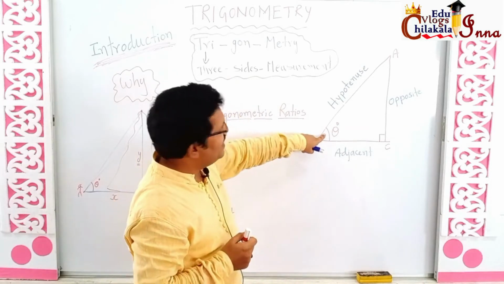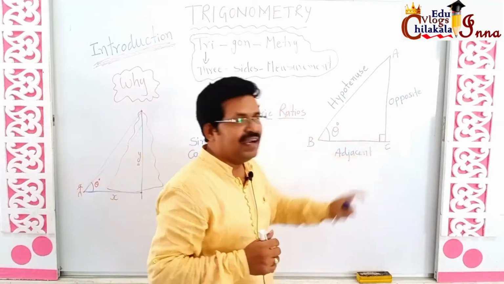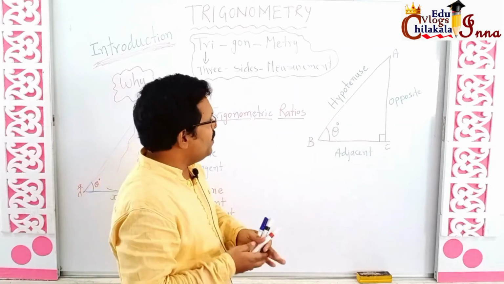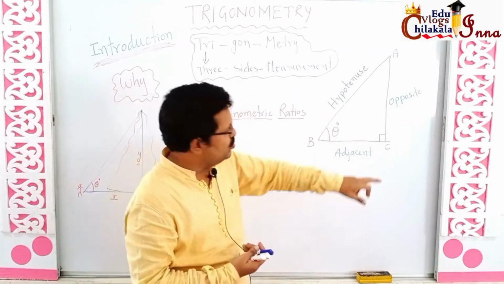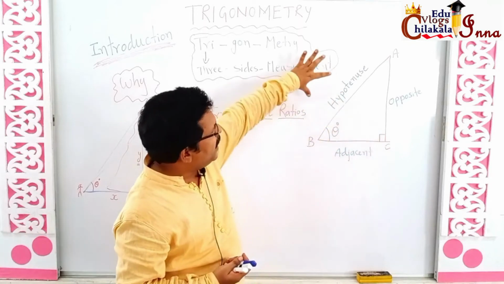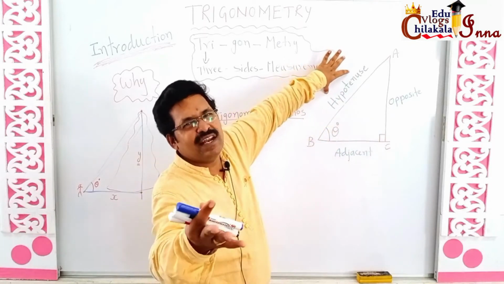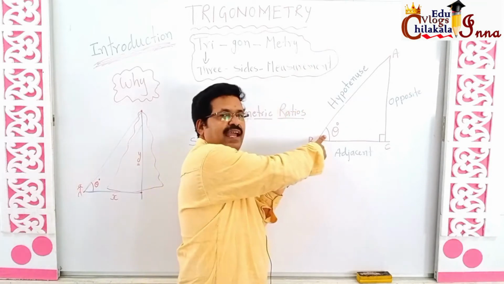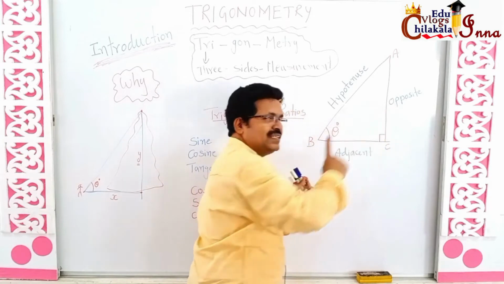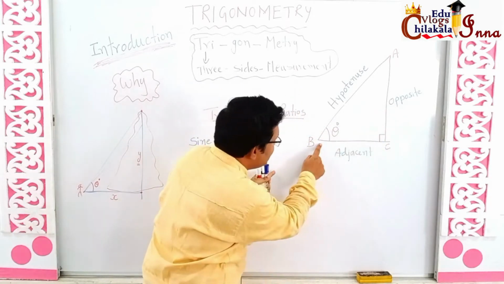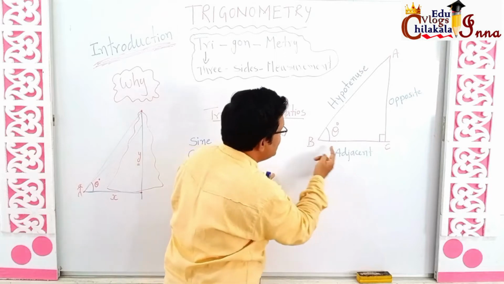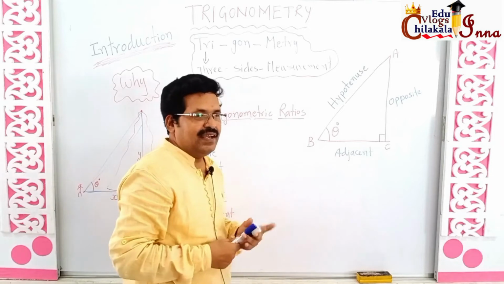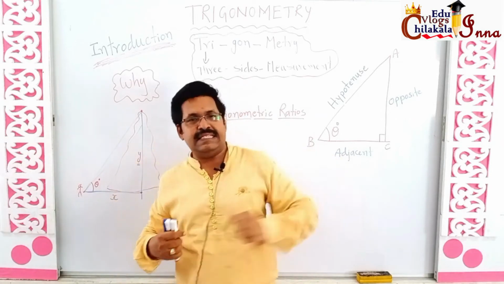What is the angle here? Theta. And what is the angle here? 90 degrees, because it is a right angle triangle. The side that is opposite to 90 degrees is called the hypotenuse. The side which is opposite to this angle theta is called the opposite side. The side that is next to theta is called the adjacent side. Adjacent always means beside.